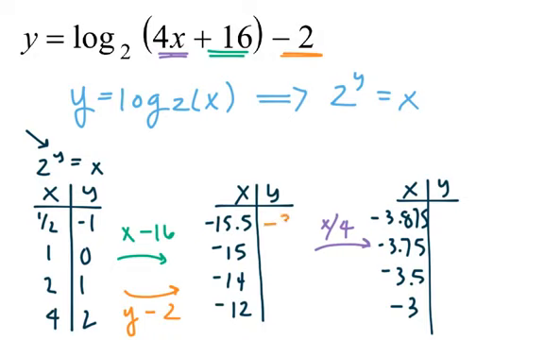Negative 1 minus 2 is negative 3. 0 minus 2 is negative 2. 1 minus 2 is negative 1. And 2 minus 2 is 0. Okay? Only had one transformation of y's, so they're going to stay the same here. We got negative 3, negative 2, negative 1, and 0.